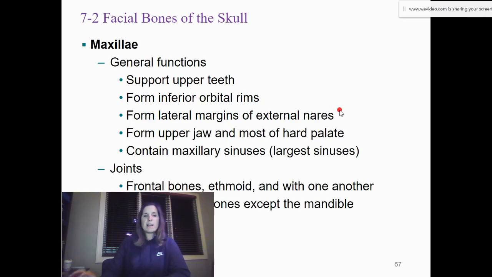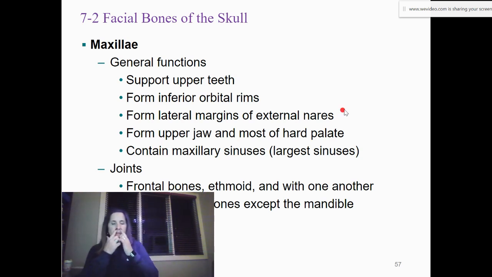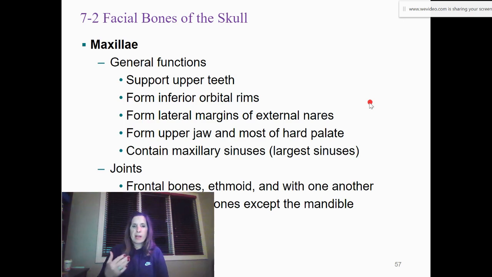The maxilla, I say, is the mustache bone. So this supports your upper teeth. They form the lateral margins of your external nares, or your nostrils. They form your upper jaw and most of your hard palate. So if you put your tongue up to the roof of your mouth, you can feel in the front is the soft palate and the back is your hard palate. And then they contain your maxillary sinuses.